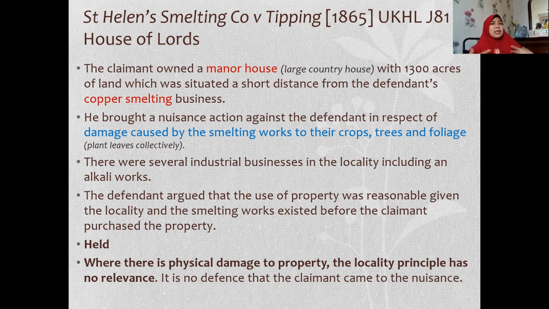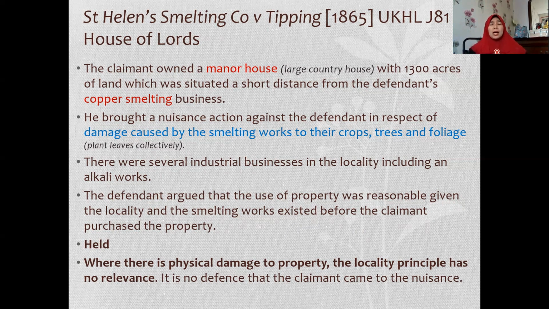And then defending the case, he argued that the use of property was reasonable given the locality and the smelting works existed before the claimant purchased the property. So there were 2 points here. The first one, whatever we were doing actually was reasonable because of the locality. There were some other industries as well, okay, not only us having the business. Another argument is that actually we have the business first and then only you came later. I mean, you purchased the property later. We exist before you came to the locality.